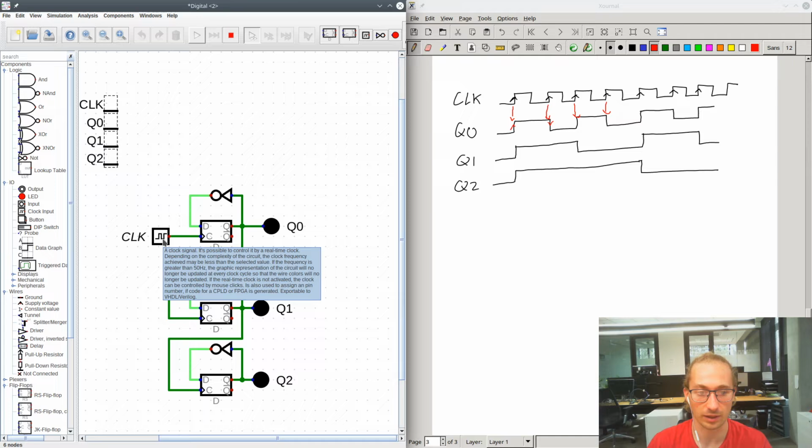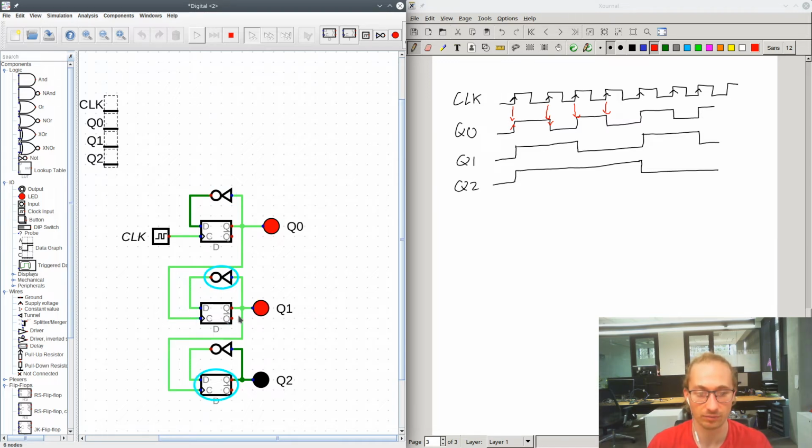When the clock line goes high, we have to wait for the effect of the first flip-flop, which will turn on Q0, and that then flows into the next flip-flop, which turns on Q1. That then flows into the next flip-flop, which turns on Q2. So they don't all happen simultaneously. The timing diagram only shows the behavior up to the next clock edge.